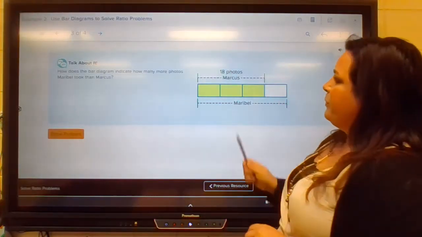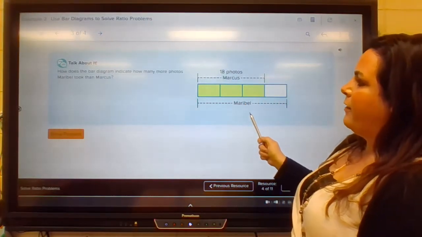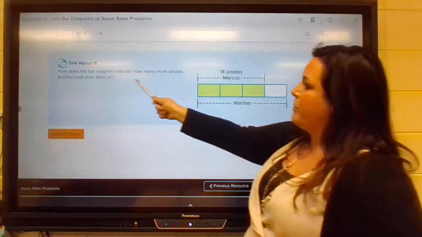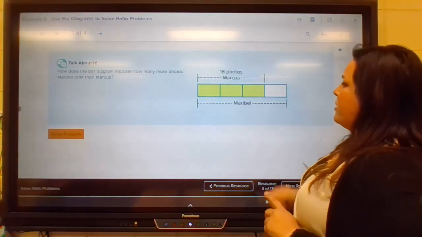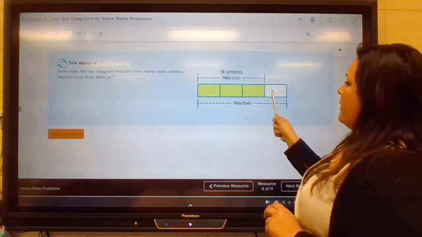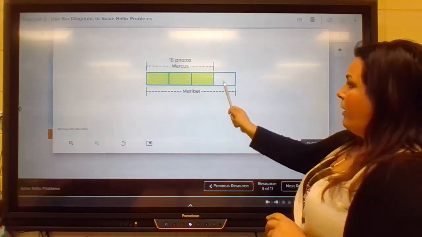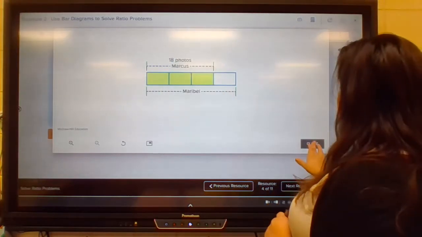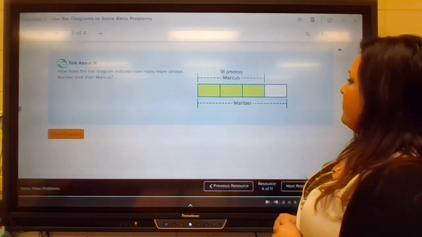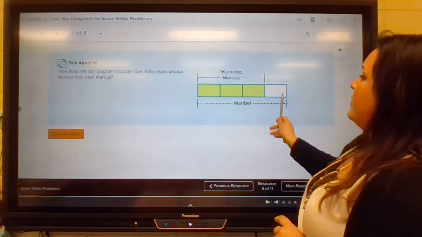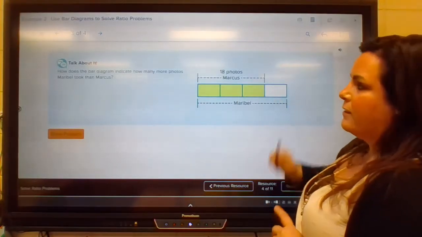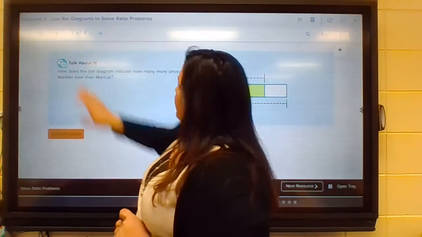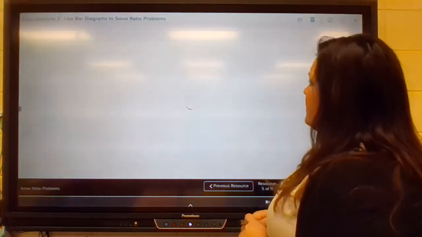Now, how does the bar diagram indicate how many more photos Maribel took than Marcus? When we look, we see one extra section. So we know that she took more, right? Because we have a missing section here. And it would be that extra amount, right? So that would be that additional 6 that Maribel took. All right, we are going to move on to the next resource here.